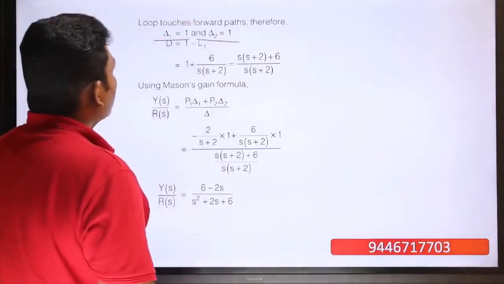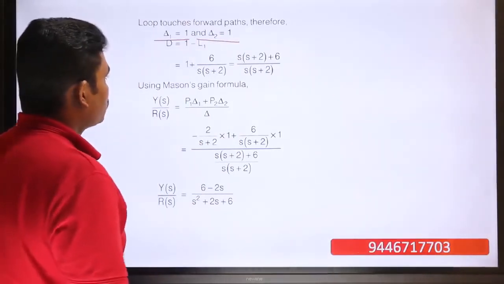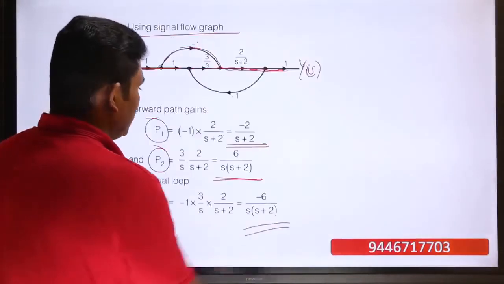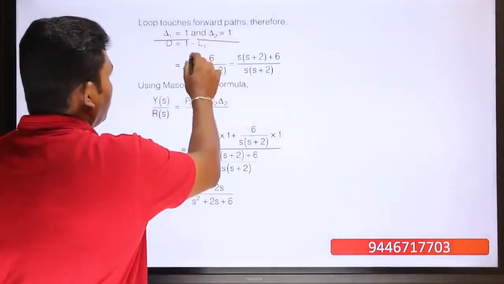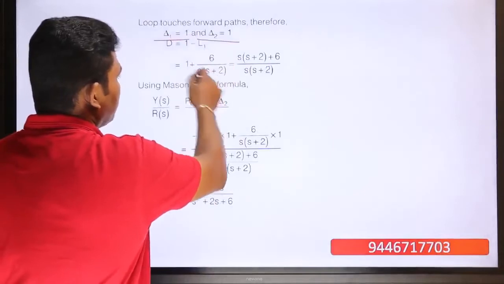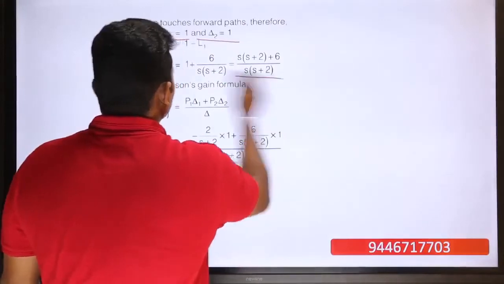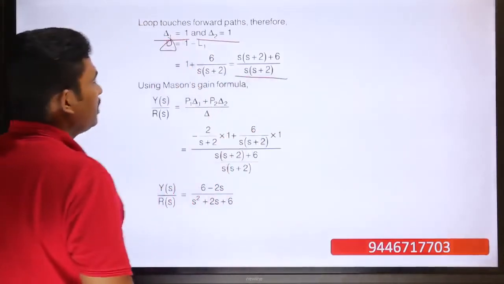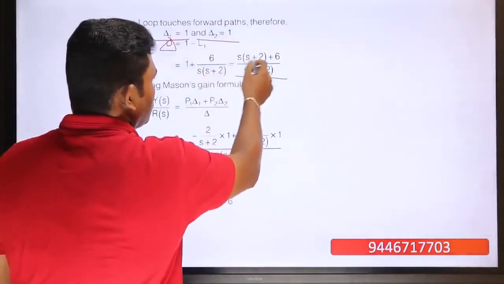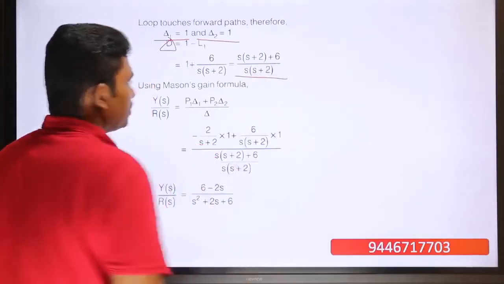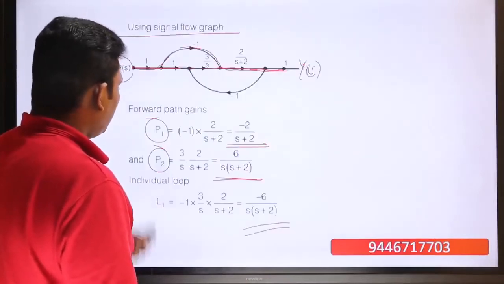Now we are going to find delta, which is 1 minus L1. What is L1? L1 is -6/(S(S+2)). So it is 1 minus of -6, which becomes 1 plus 6/(S(S+2)). So delta is equal to 1 minus L1, which becomes 1 plus 6/(S(S+2)), or (S(S+2)+6)/(S(S+2)). So we have obtained the value of delta, and we have obtained the values of P1 and P2.